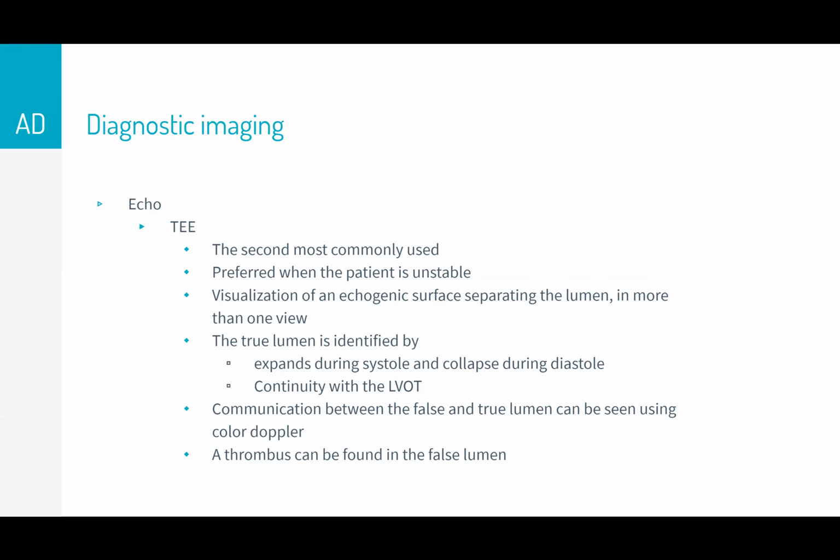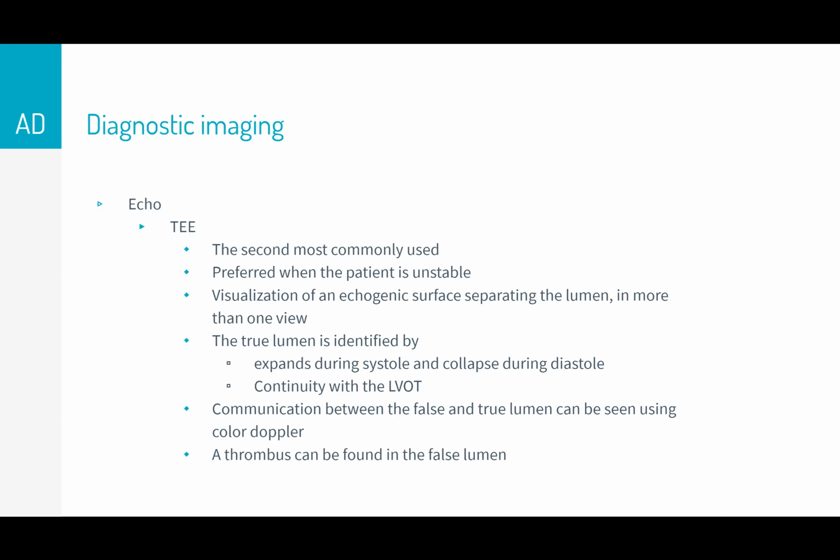In echo, mainly for the diagnosis of aortic dissection, we use transesophageal echo. It is the second most commonly used tool. It has a high sensitivity and high specificity. Sensitivity of 98 and specificity of 63 to 93%. It is the preferred tool when the patient is unstable at presentation. The diagnosis of aortic dissection is made when you visualize an echogenic surface that separates the lumen of the aorta. And you have to see that in more than one view.